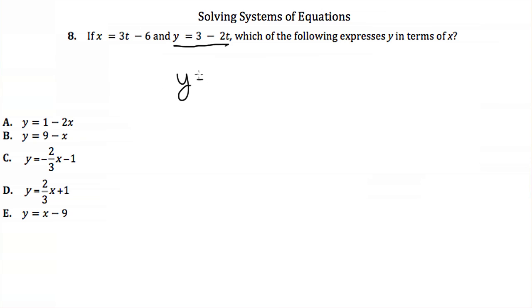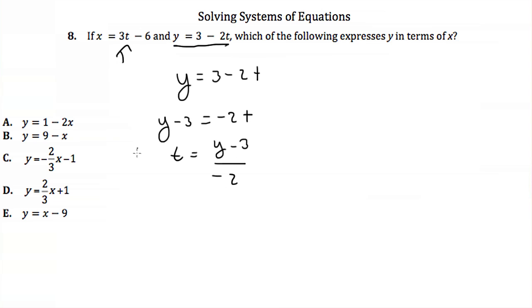Y is equal to 3 minus 2t. If I subtract 3 from both sides, I'll get y minus 3 is equal to negative 2t. Divide both sides by negative 2, and t is equal to (y minus 3) over negative 2. Then we're going to take this value for t and plug it into this first equation. So if x is equal to 3 times t, x is equal to 3 times (y minus 3) over negative 2, and then minus 6.